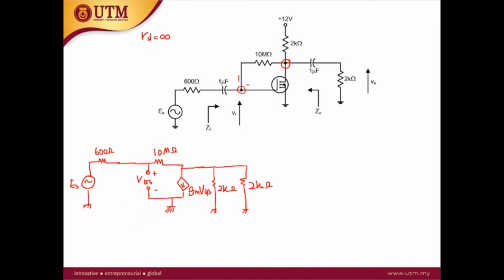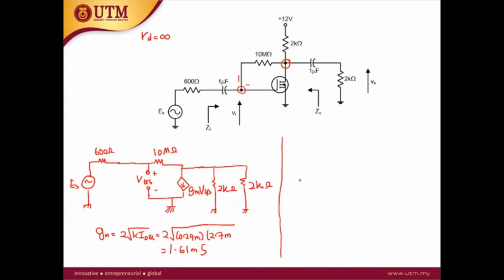For the current source, the GM can be calculated using 2 square root K IDQ. So K is 0.24 milli and IDQ is 2.7 milli. Okay. This will give you the transconductance of 1.61 millisiemens. This is the solution for the AC equivalent circuit.